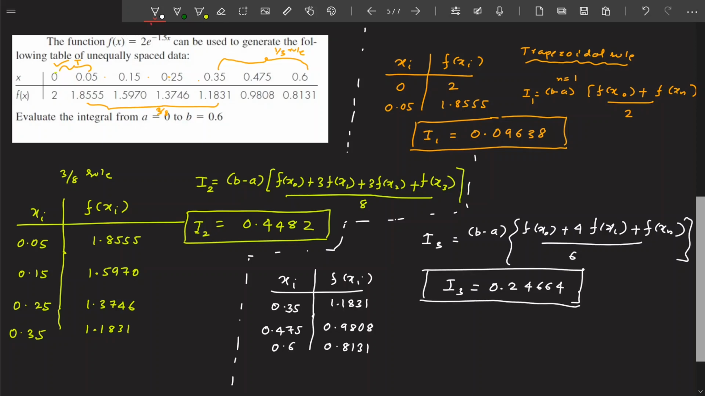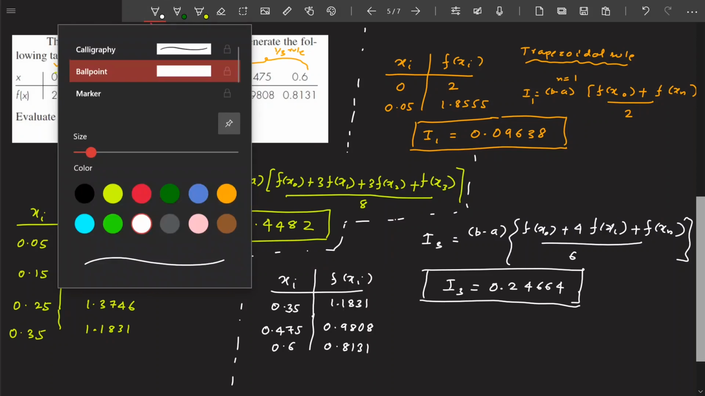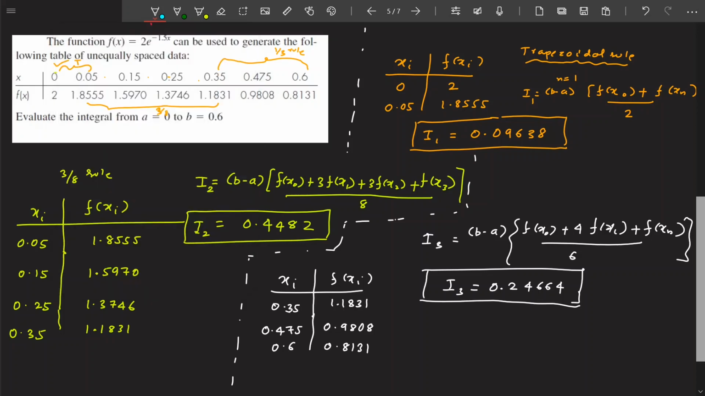Okay, so what is the value of I? The value of I, let me use another color here. I think this will be nice. So the value of I is nothing but I1 plus I2 plus I3, and the value that you're getting, this plus this plus this, is going to be 0.79122. Okay, so this is the final answer.